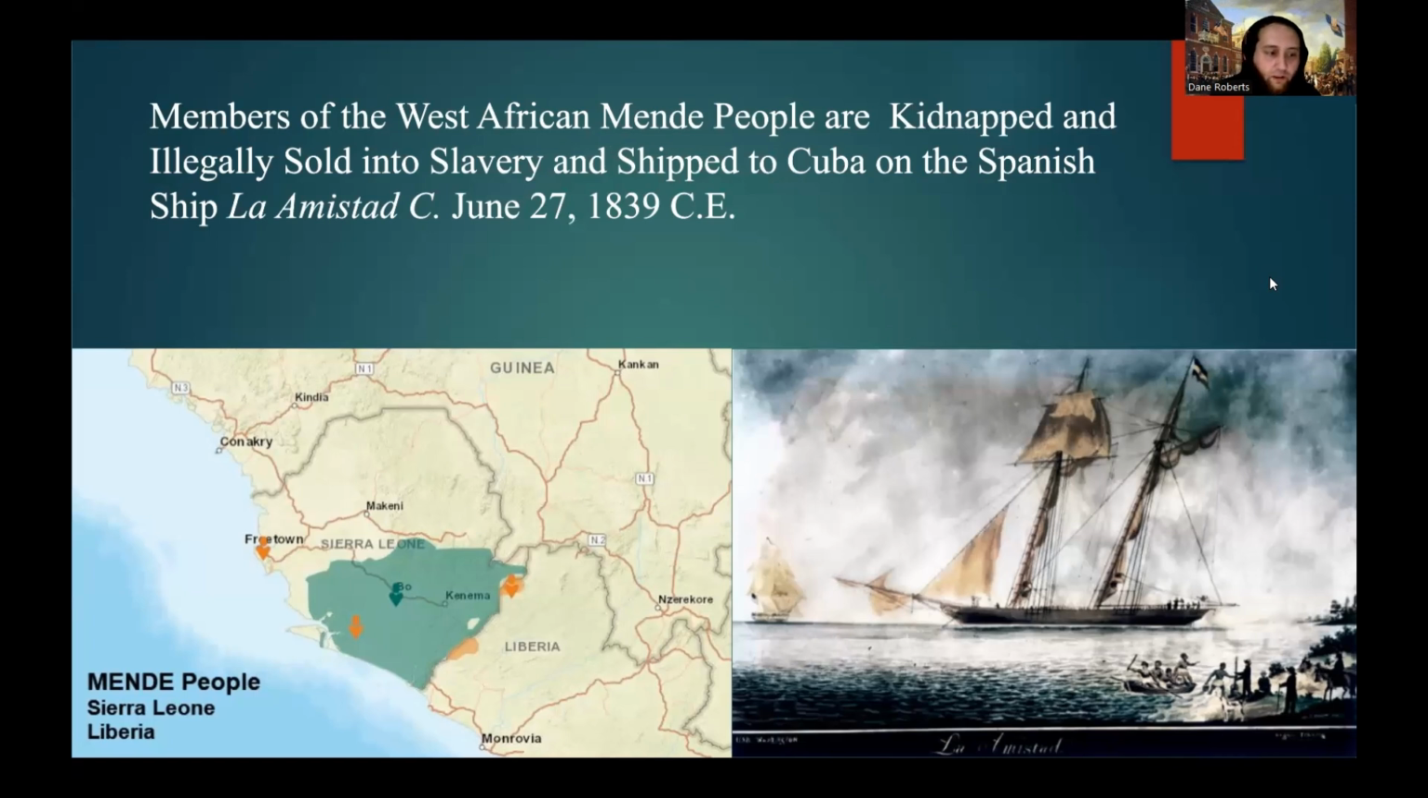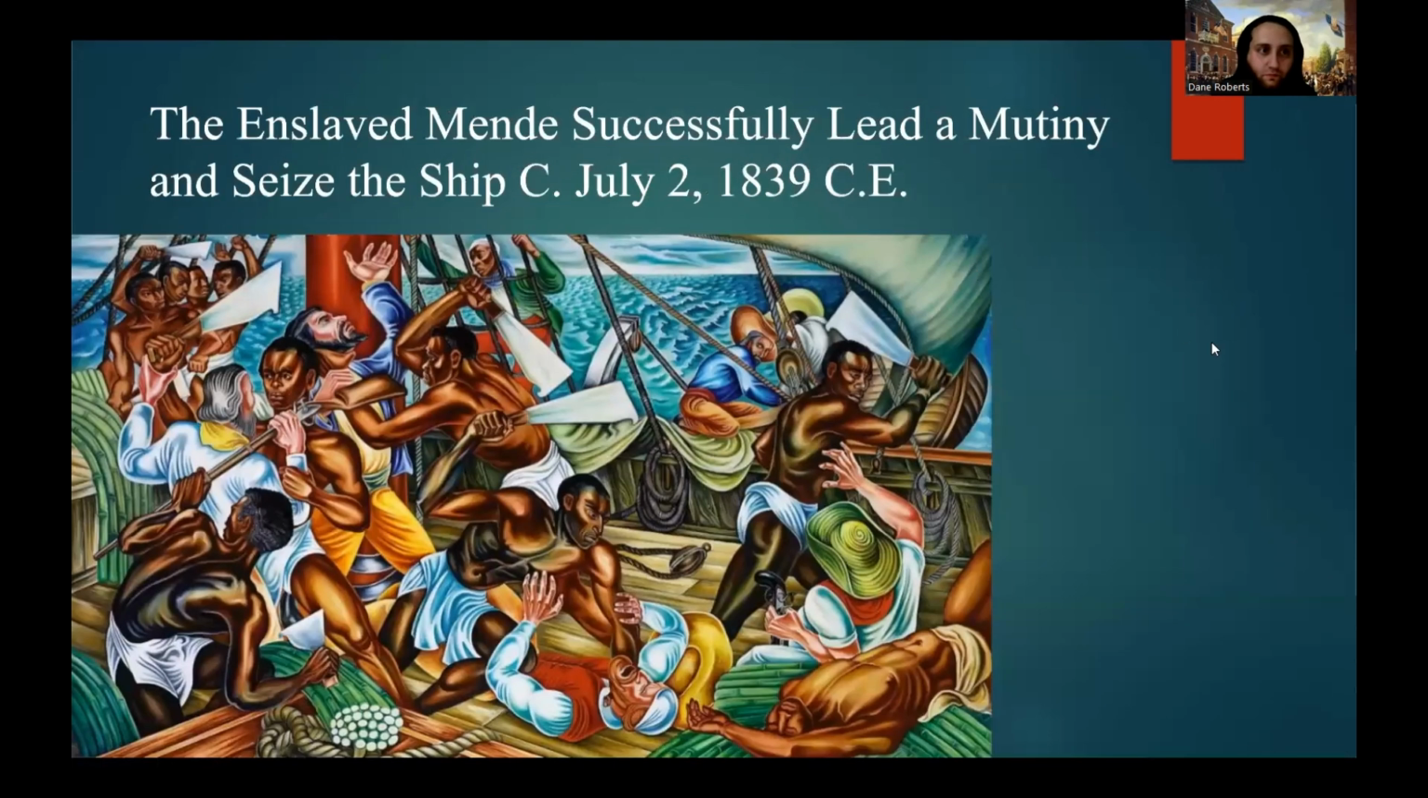Well, it was an event that began when members of the West African Mende people were kidnapped and illegally sold. And yes, we'll talk about why this was illegal in a second. Illegally sold into slavery and shipped to Cuba on the Spanish ship La Amistad on June 27th, 1839 CE. That being said, the enslaved Mende would successfully lead a mutiny and seize the ship on July 2nd, 1839 CE.